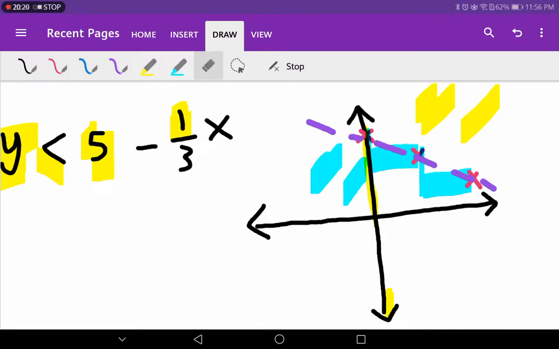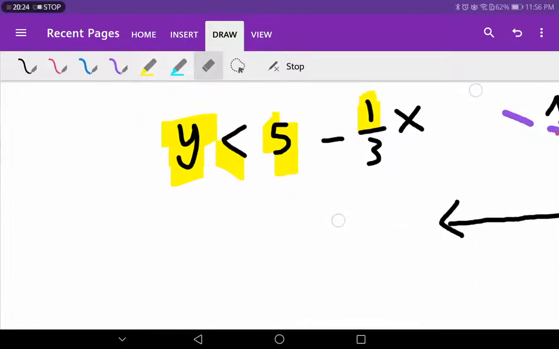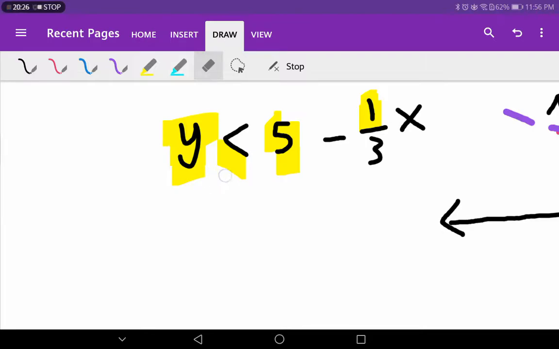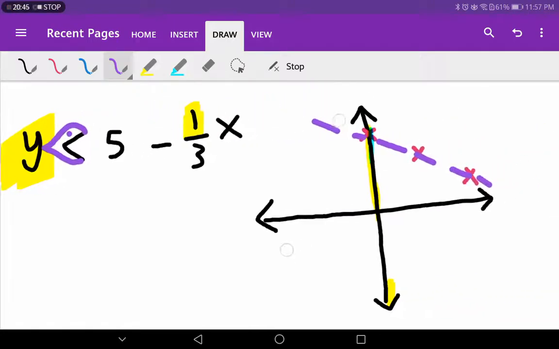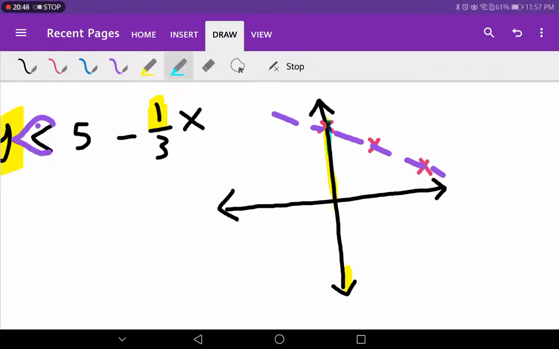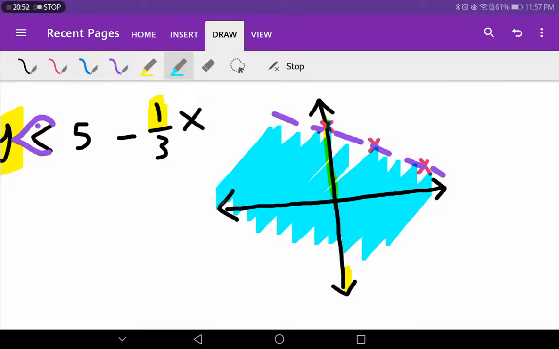Okay, my dear student, let's go. Can you read it for me, my dear student, please? Who can read it for me? Okay. Y is, this is greater or less? Clearly less than whatever. Less means down, yes? So the area that represents the solution is down here.